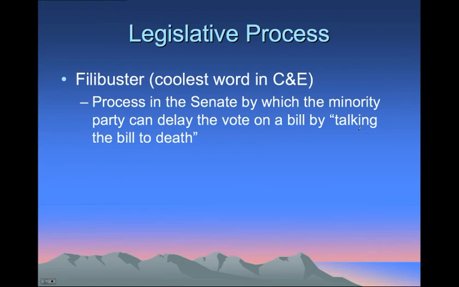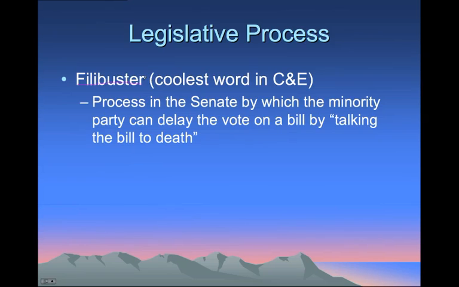Now, when it comes to the legislative process, there are two really important things that only happen in the Senate, because the Senate has a little more leeway as far as its debate process goes, because there are only 100 people. And so with 100 people, it's a little bit easier to have a more open debate. And so one of the coolest things that you can do in the Senate, and this is just a great word as well, in my opinion, the coolest word that we'll talk about in civics and economics, is called a filibuster.